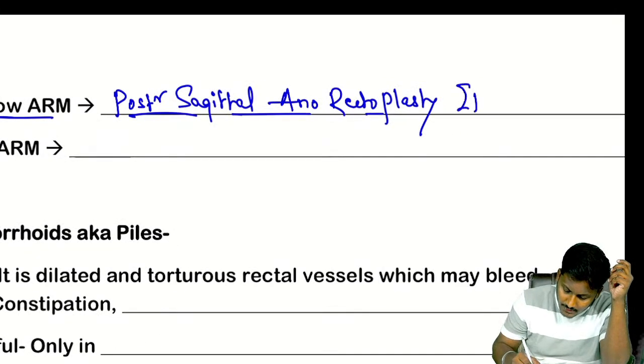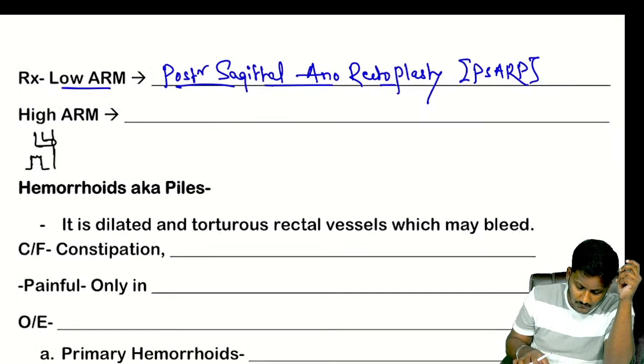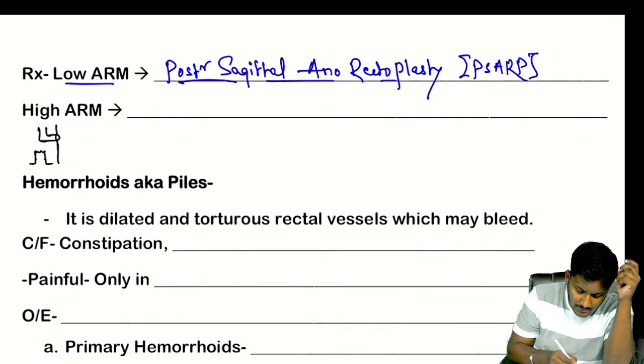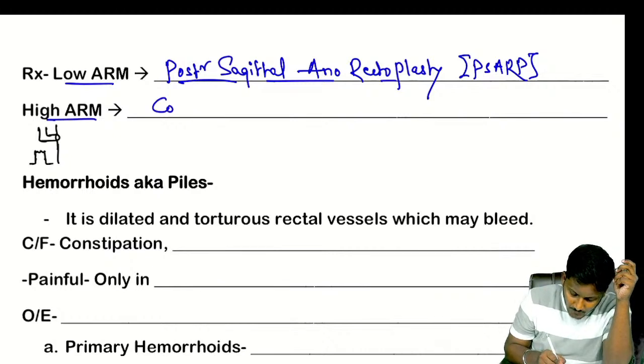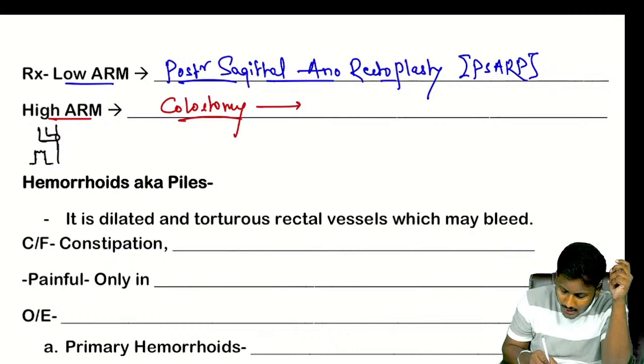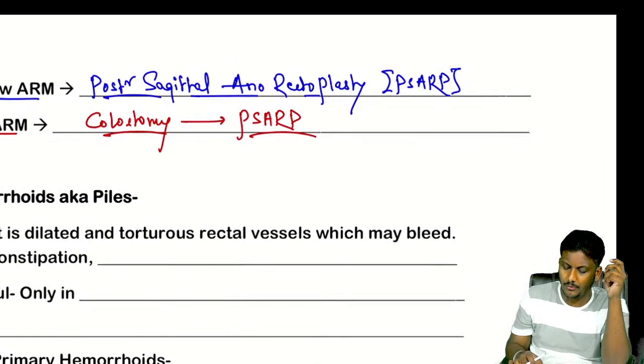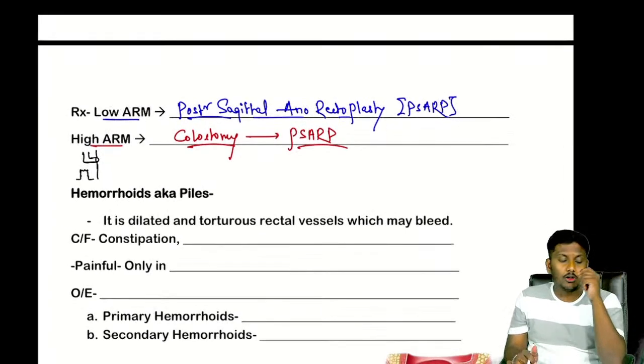That surgery, beta, is known as a PSARP. Whereas in high anorectal malformation, you have to initially go for a colostomy for a few days. We wait for the anal canal and rectum to grow, and then we go for the posterior sagittal anorectoplasty. Clear to all of you now?